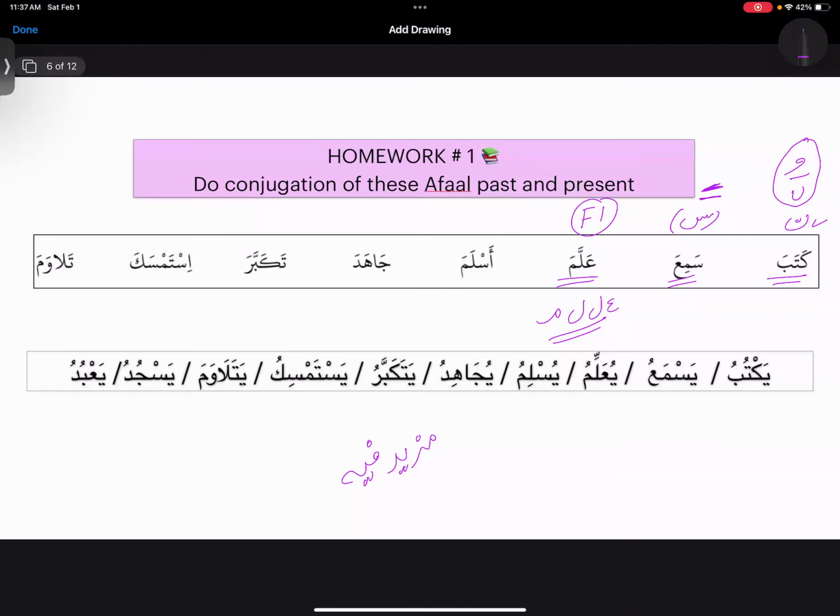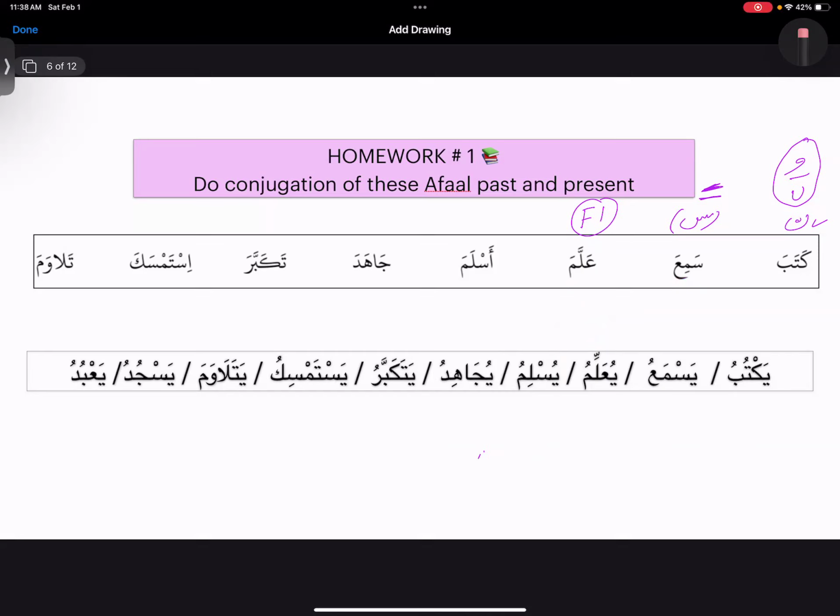The first one is called Mujarrad. Mujarrad means only original letters. But in Mazid Fihi, other than the root letters, you're going to find something extra in it. So now you see Mazid Fihi over here, but it is going to conjugate the same way that we did. It doesn't matter what family it is.